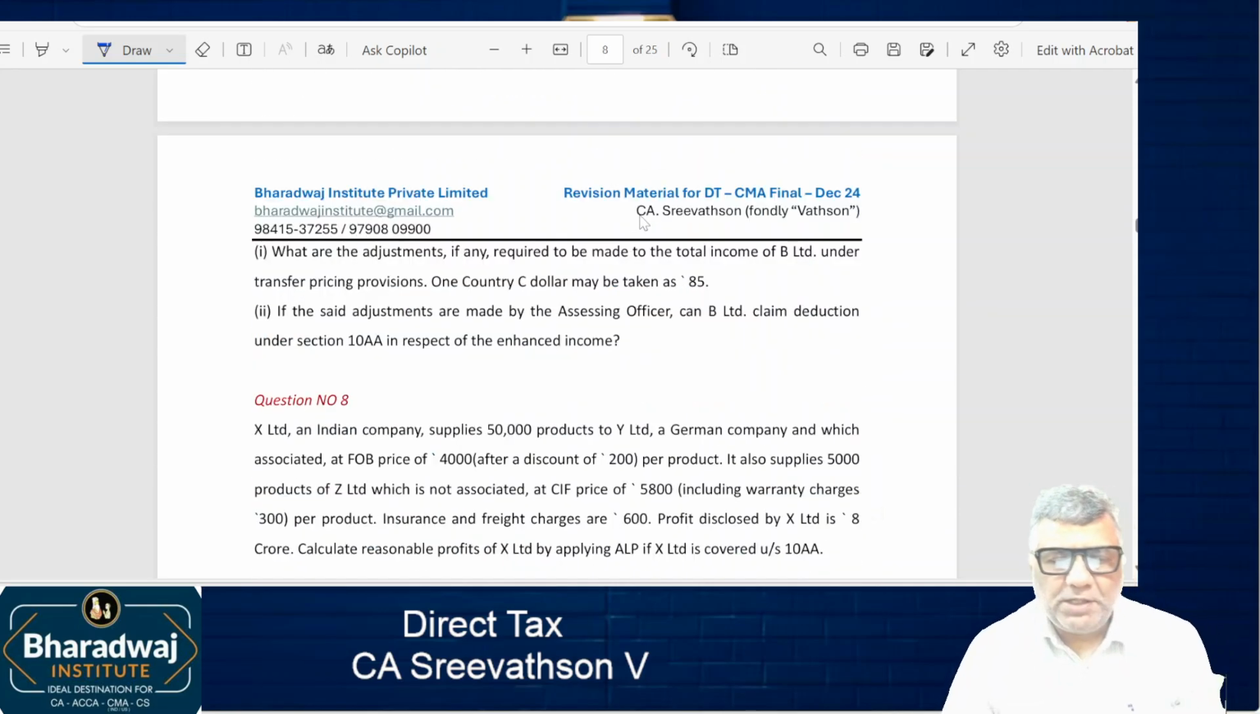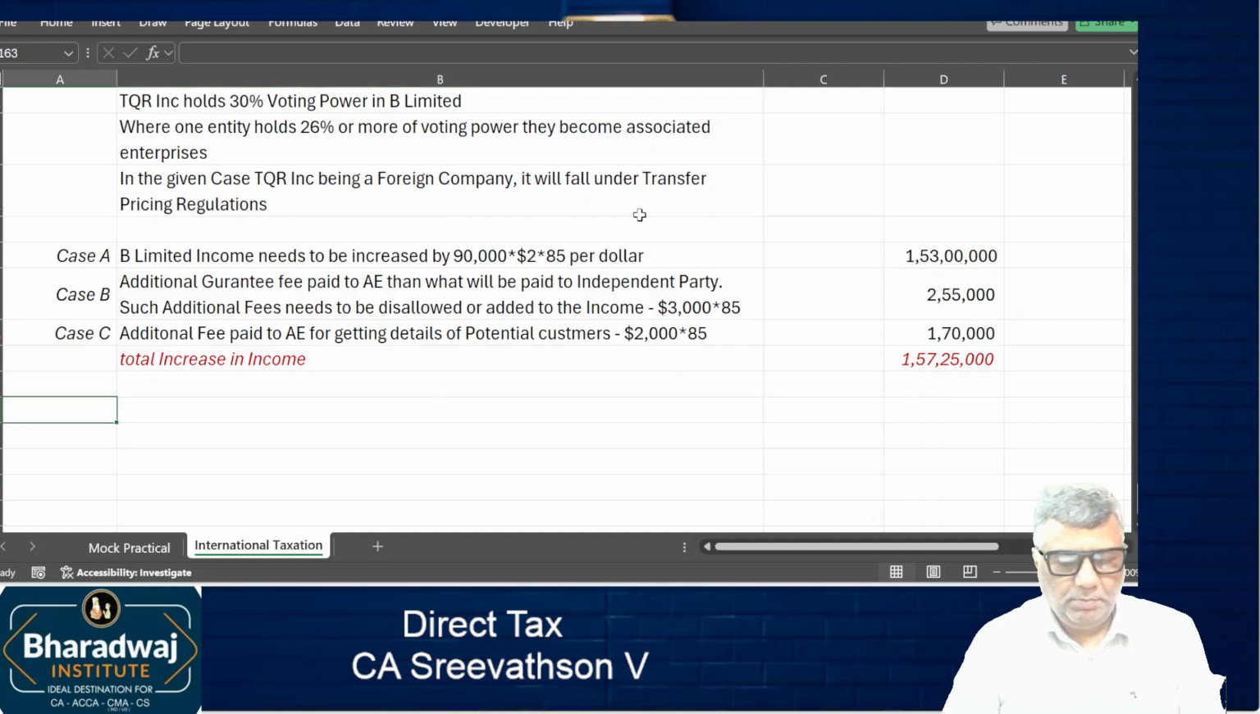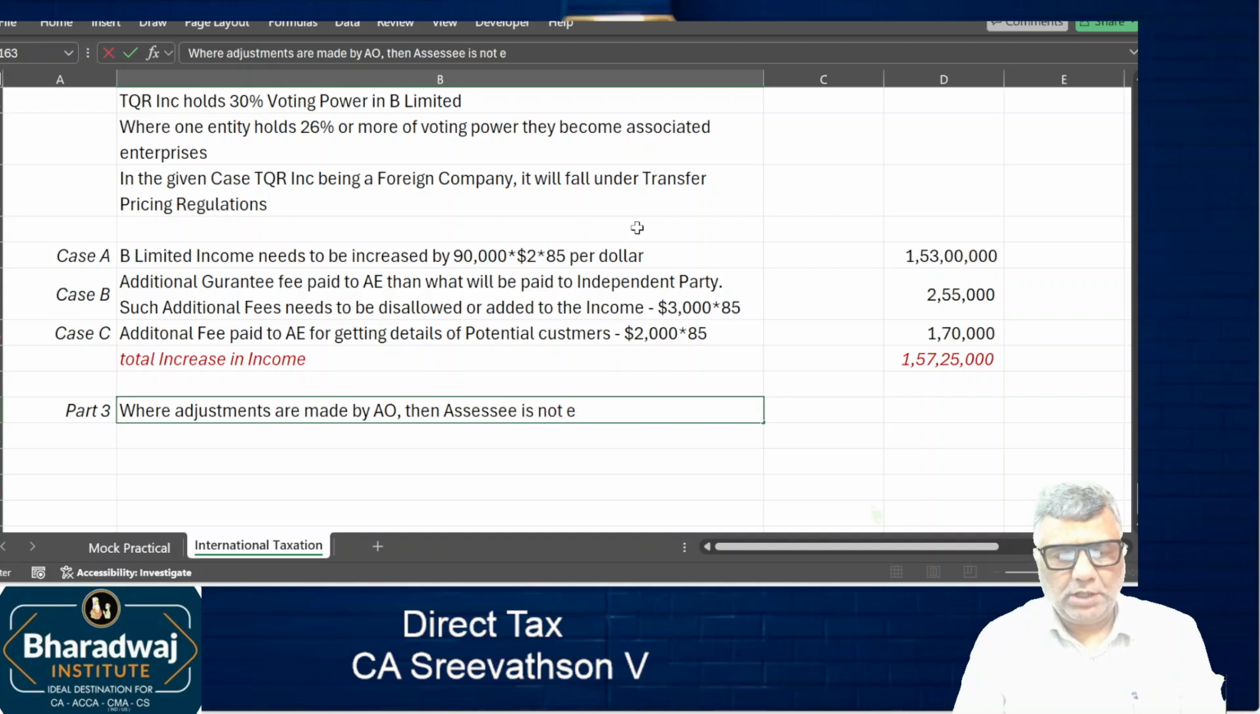If the said adjustment is done by the assessing officer, then in Part 3, where adjustments are made by the AO, the assessee is not eligible to claim deduction under section 10.